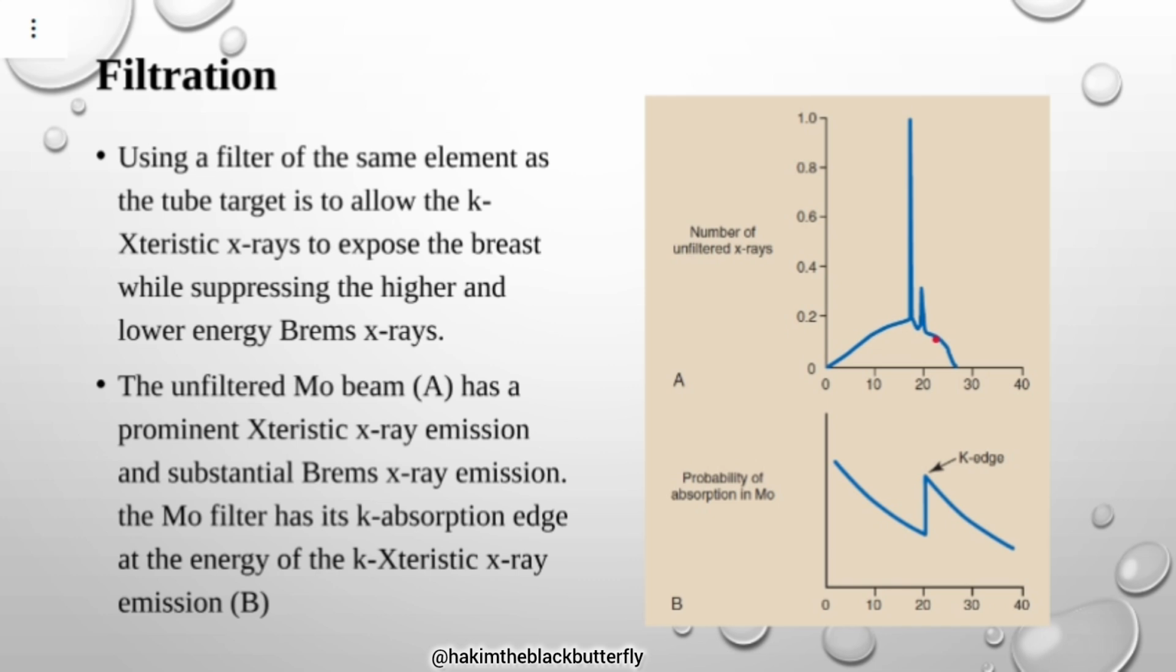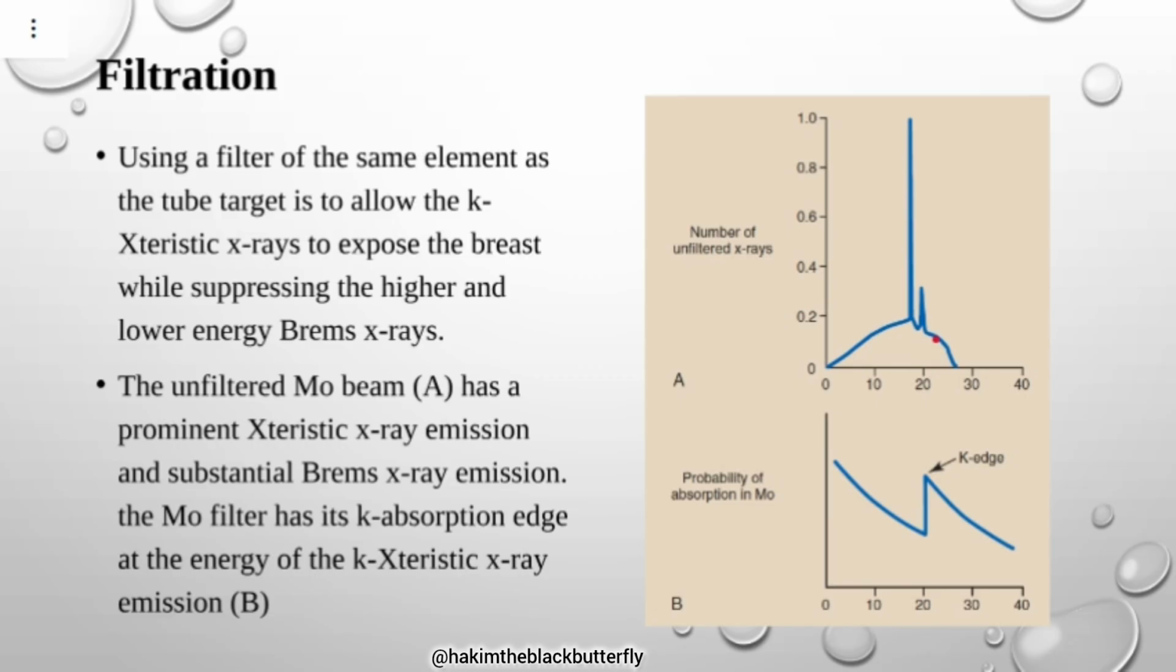If a rhodium target X-ray tube is used, it should be filtered with 25 micrometer rhodium. This combination provides a slightly higher quality X-ray beam of greater penetrability. The use of rhodium as a target or a filter is designed for thicker or more dense breasts.